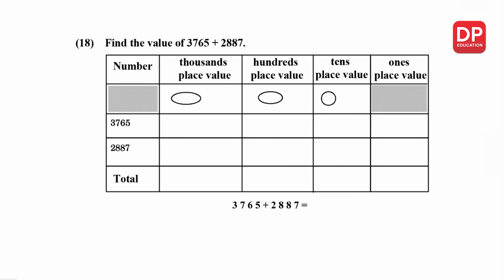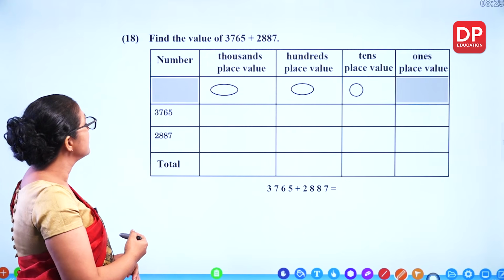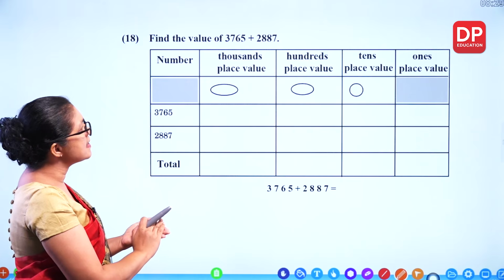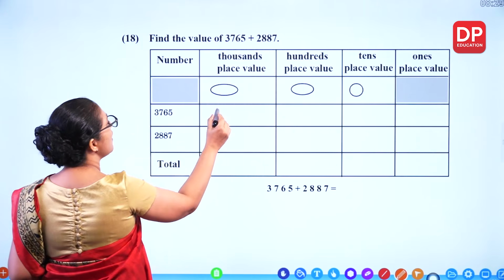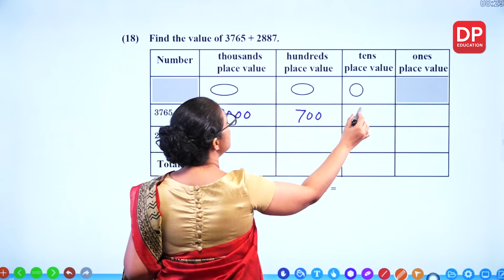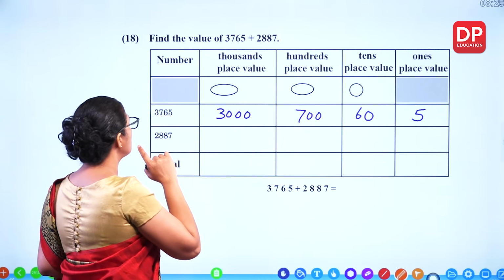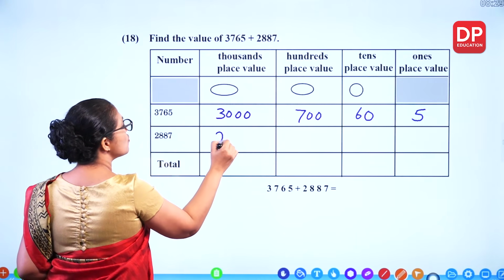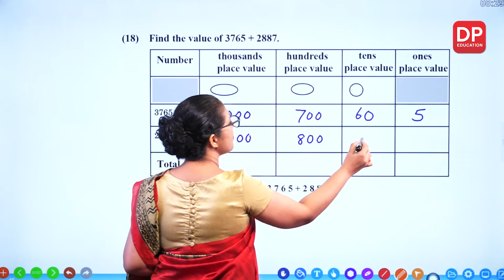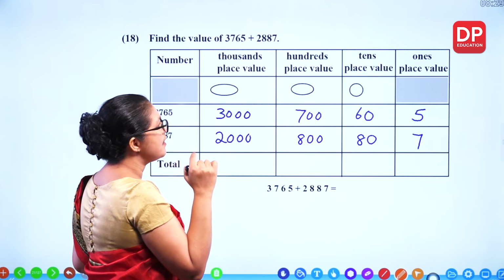Find the value of 3765 and 2887. Now we can write into thousands place, hundreds place, tens place and ones place. So you get 3000 here. Then 700, 60 and 5. This number 2887: 2000, here 800, 80 and 7. Now try to add these two.